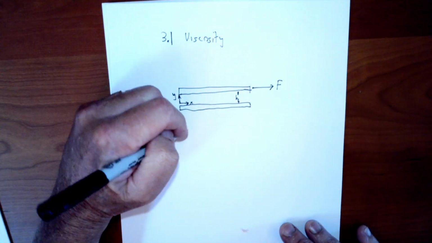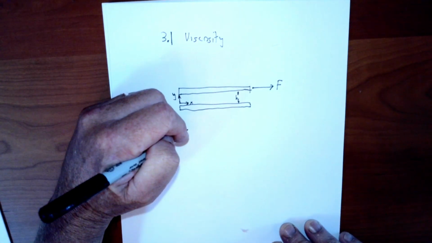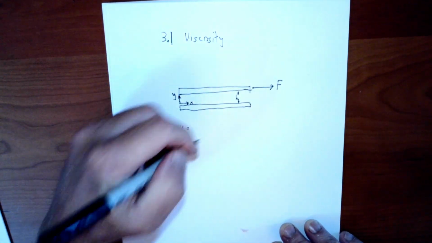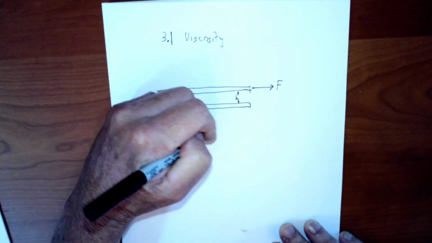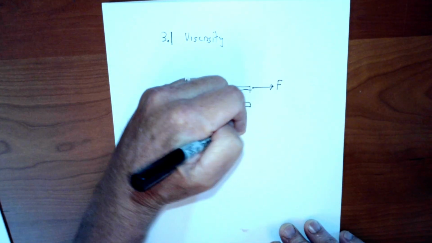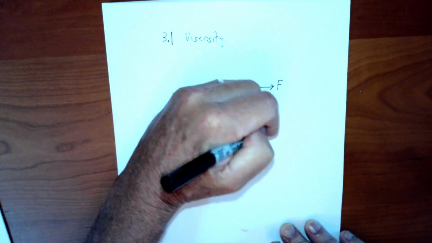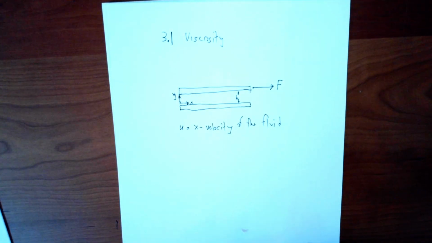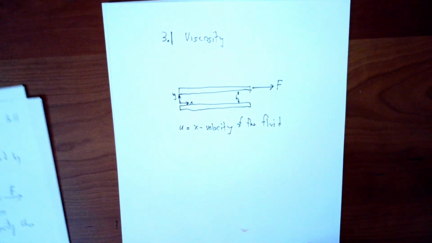We're going to define a velocity here. This will be consistent in the class. It'll be u. It'll be the x velocity. So u will be the x velocity of the fluid for now. And so that's what we need for that.